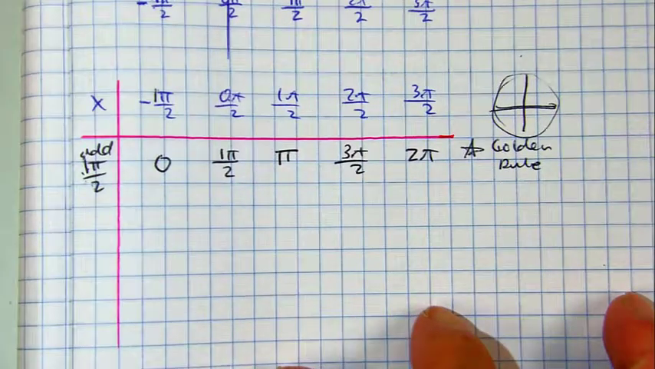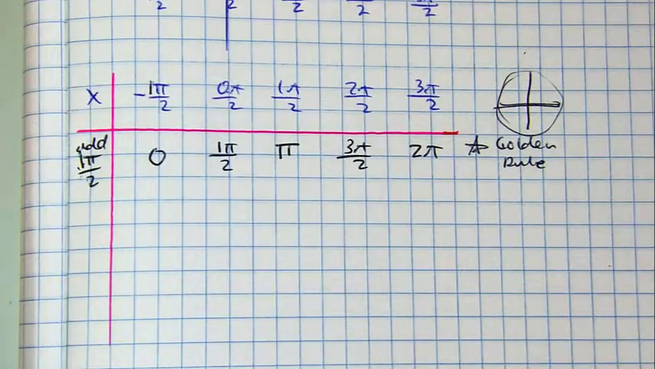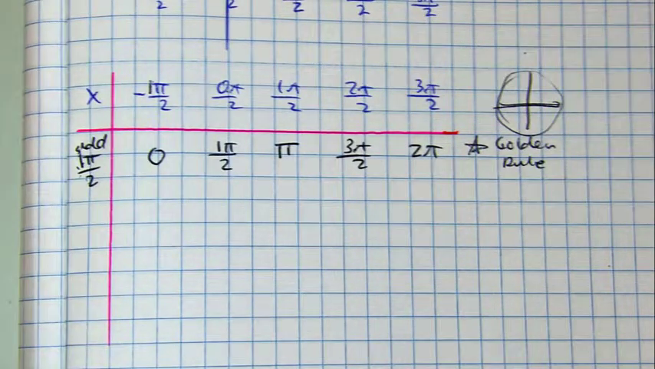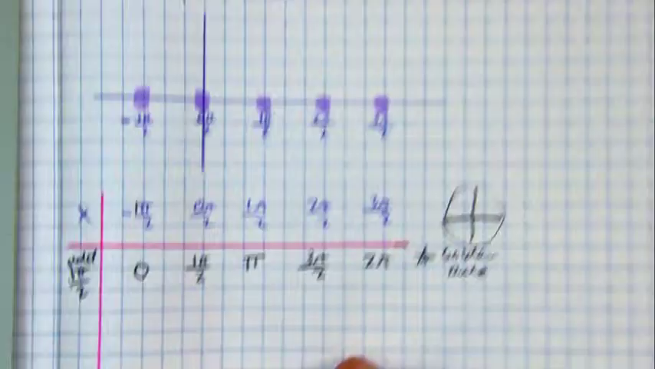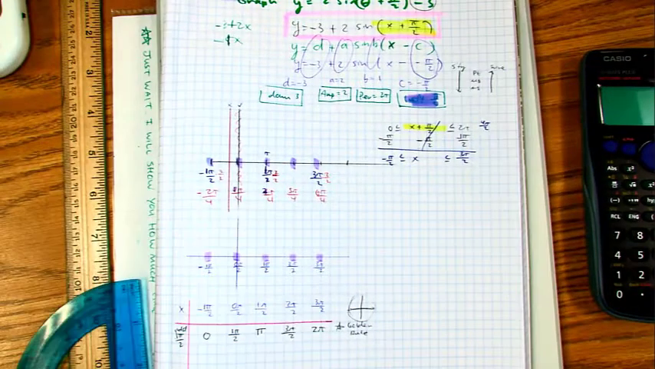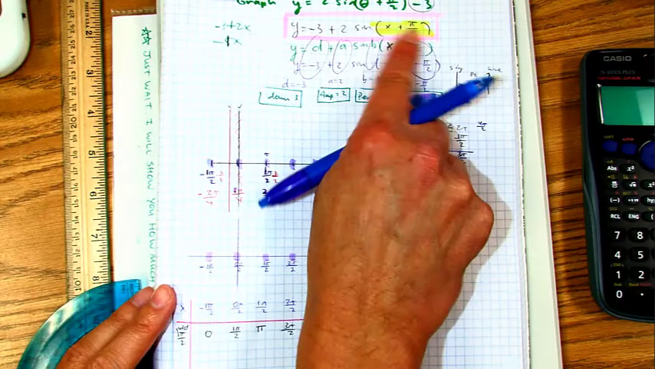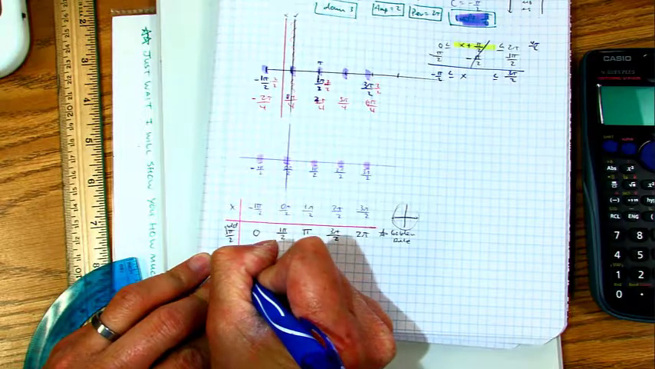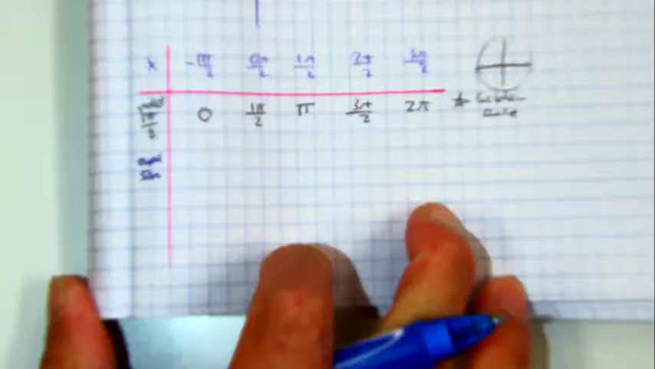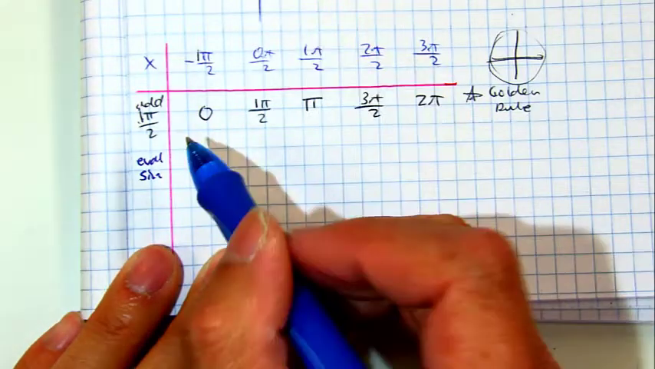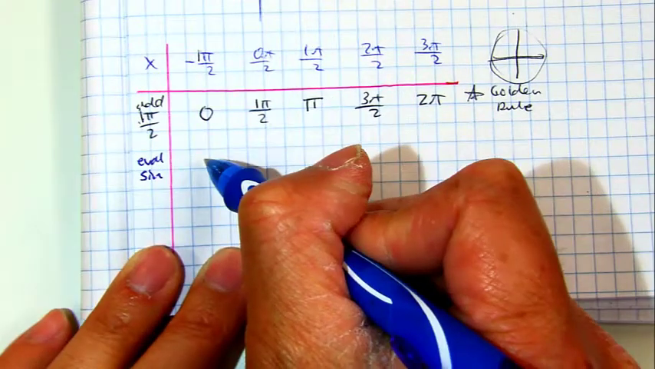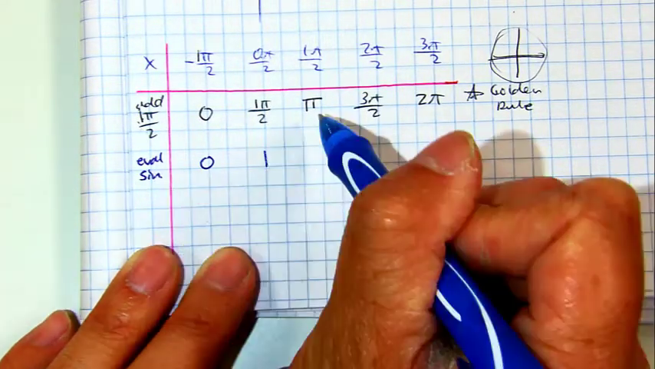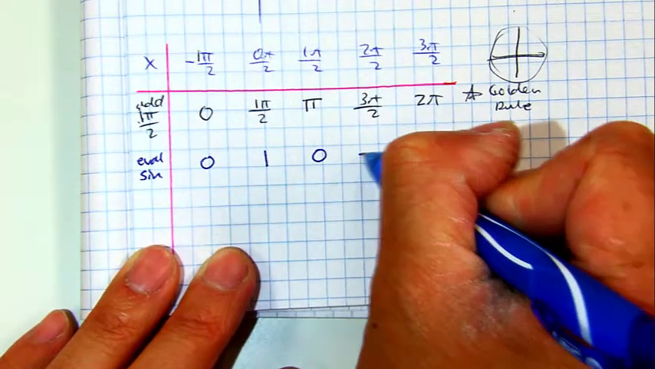Partner A, tell partner B, what do we do after this now? Vita, what do we do next? Yeah, we did all this, now we're going to evaluate sine. So evaluate sine. Vita, sine at 0. Pi over 2. Good job.